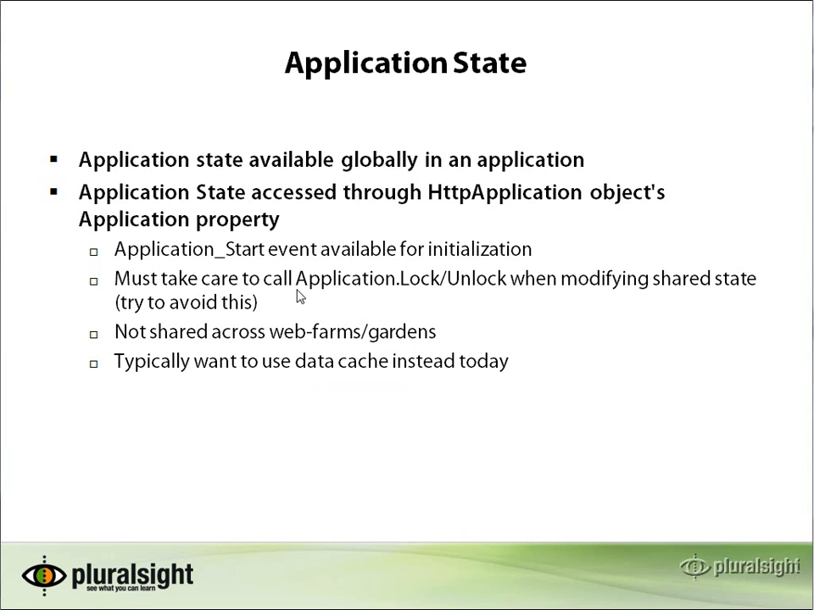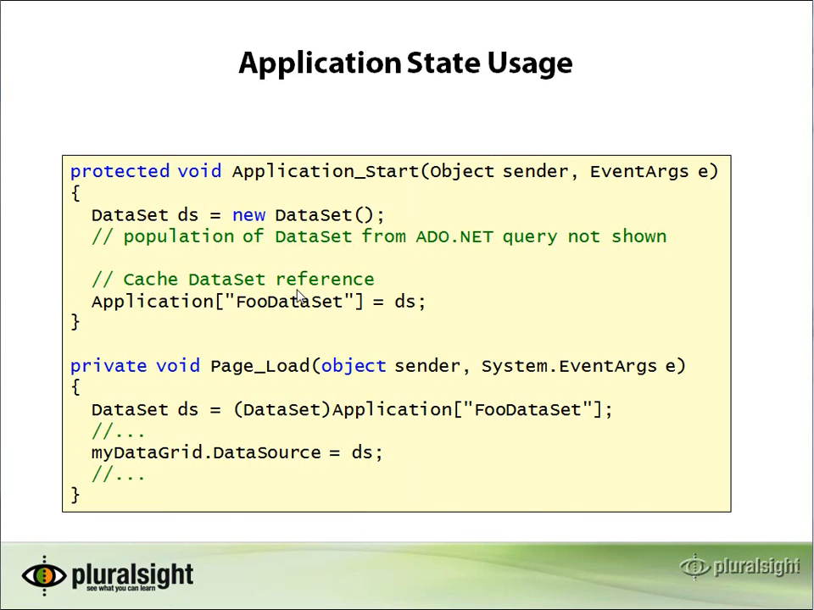But let's go ahead and show you the mechanics of interacting with the application state bag. So here's an application start event inside of our global ASAX file. And we're preparing a data set and caching it in the application state bag. So notice the syntax here is just using the overloaded indexing operator with a string to place an element in there. And then you can put whatever object you want to. It just stores a collection of objects. And then later you can extract that out and then use it in your application, drawing it directly from memory.